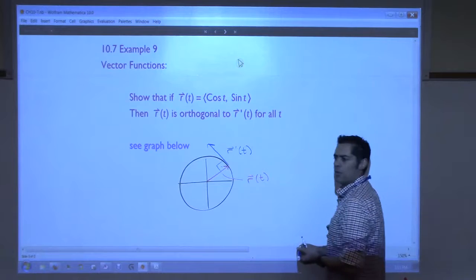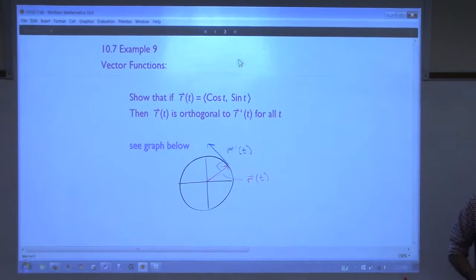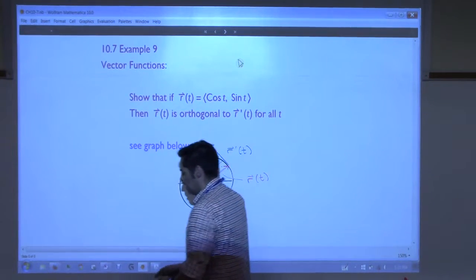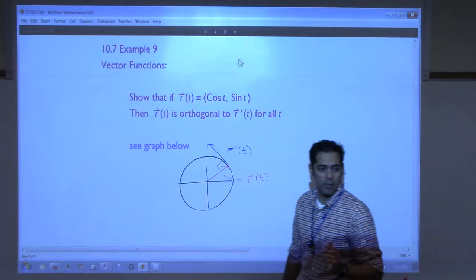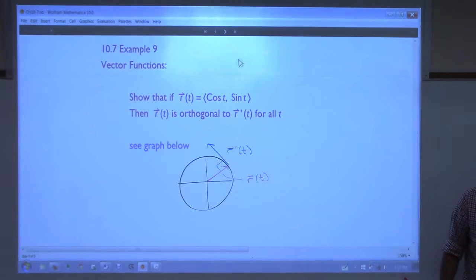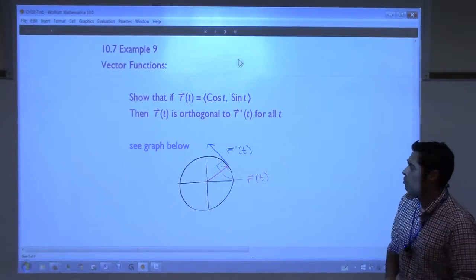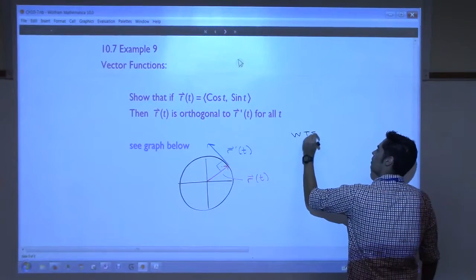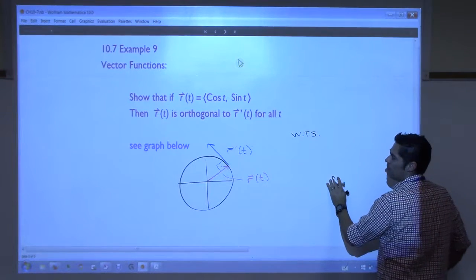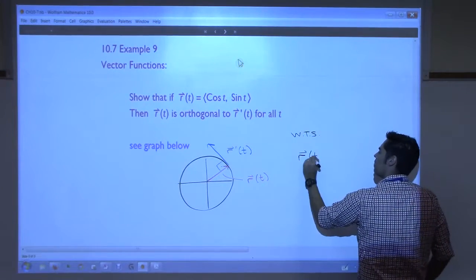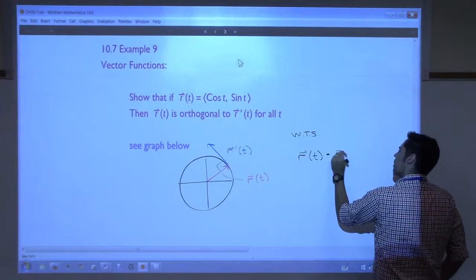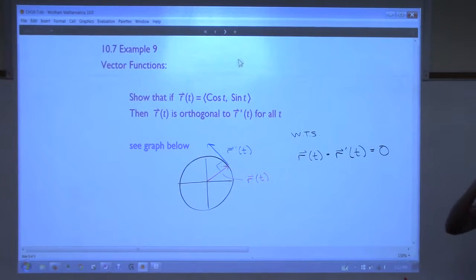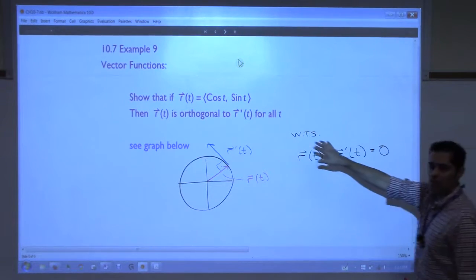I want to show that that's orthogonal. So who wants to volunteer to tell me how you would show that something's orthogonal? What would you do if you wanted to show something was orthogonal? Dot product, right? So really what this comes down to is this. WTS, I want to show that r dotted with its own derivative is 0 for every t. Do you agree if I show that, then I've done this?